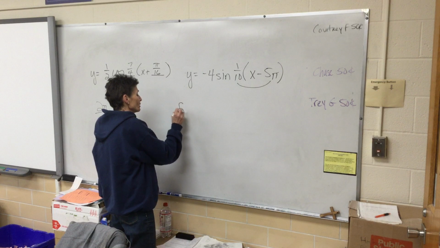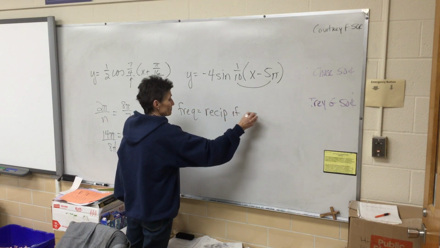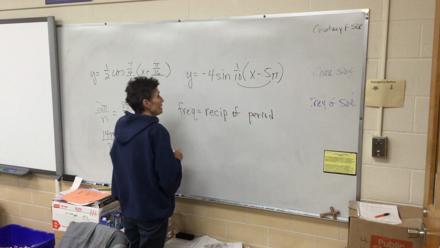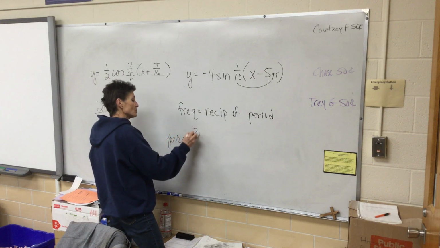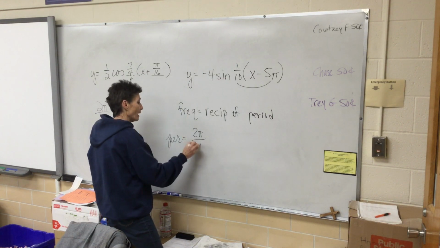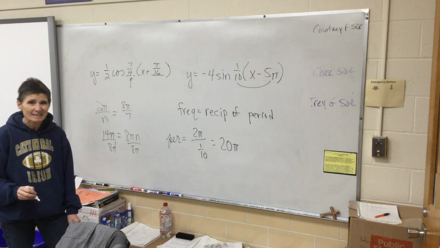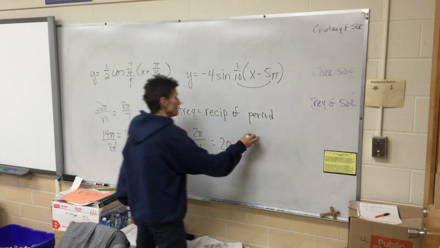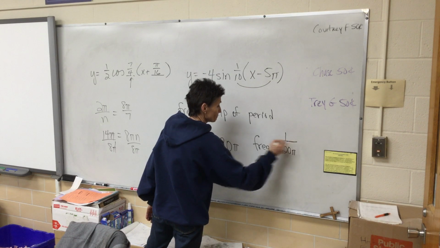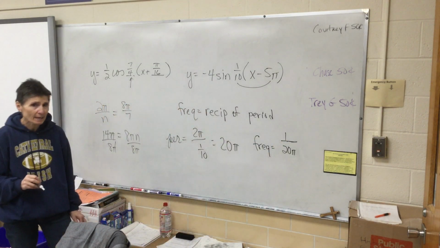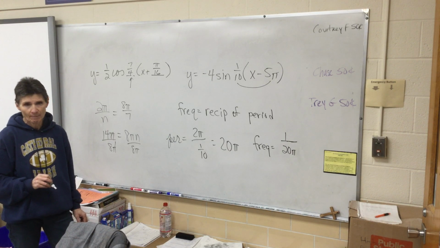Frequency is the reciprocal of the period. Okay? So I'm going to find my period, because I know how to do that. My period is 2 pi divided by, in this case, 1/10. So my period is 20 pi, meaning my frequency is 1 over 20 pi. And when I write that, I'm really careful to make sure it's clear that 20 pi is in the denominator.